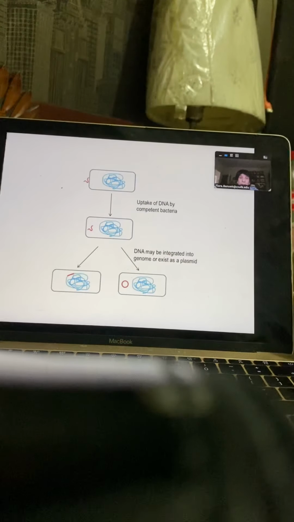Okay, this is another view of that. I think I like this diagram a little better. So the chromosome, the piece of DNA, and then it integrates. Sometimes it can exist as a plasmid if it has the conditions to become a plasmid. But most of the time it either integrates into the chromosome or it gets degraded.